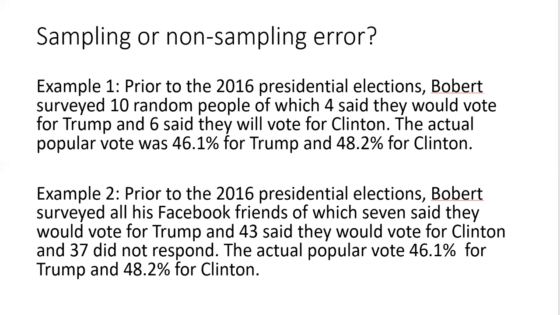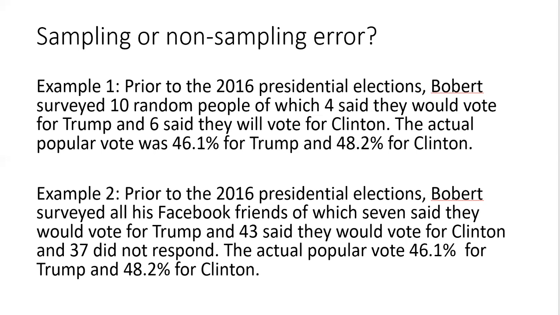Example 2. Prior to the 2016 presidential elections, Bobbert surveyed all his Facebook friends, of which 7 said they would vote for Trump and 43 said they would vote for Clinton, and 36 did not respond. The actual population vote, as I previously mentioned, was 46.1 for Trump and 48.2 for Clinton. So is this a sampling or non-sampling error?